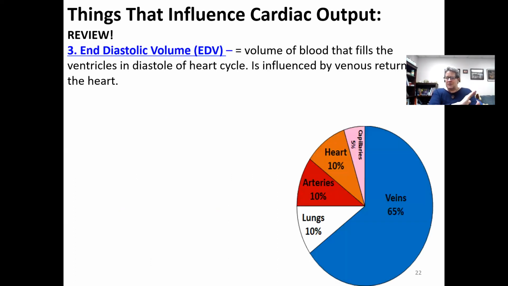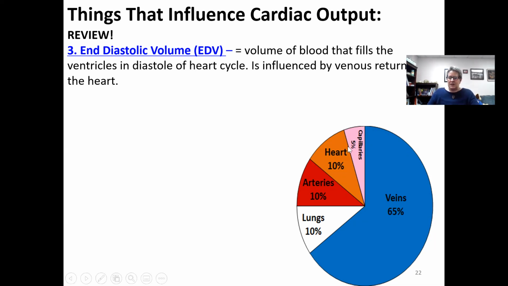So, done with heart rate and stroke volume. Now let's talk about end diastolic volume. End diastolic volume is the volume of blood that's in the ventricles when they're relaxed and filling with blood. So during ventricular diastole, how much blood is in the ventricles is determined directly by the venous return to the heart. So remember, veins are traveling all the way back to the heart from your feet to your arms, all the way back to your heart.